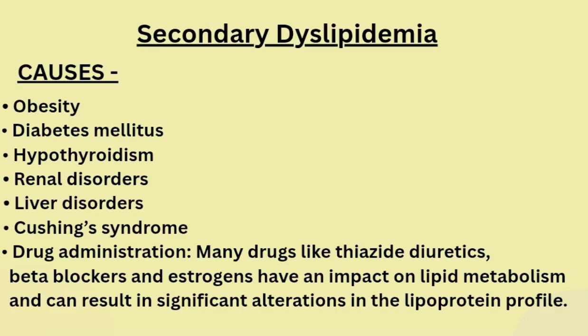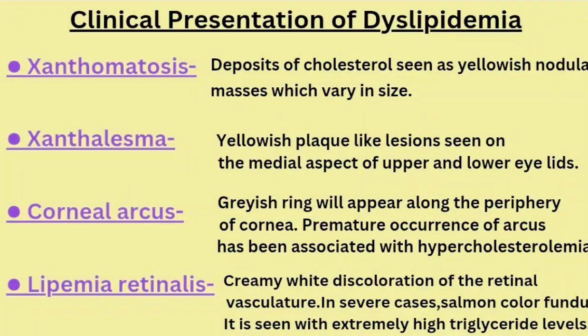in the lipoprotein profile. Clinical presentations of dyslipidemia are xanthomatosis, xanthelasma, corneal arcus, and lipemia retinalis. Xanthomatosis is deposits of cholesterol seen as yellowish nodular masses which vary in size. Xanthelasma is yellowish plaque lesion seen on the medial aspect of upper and lower eyelids. Corneal arcus. Grayish ring appear along the periphery of cornea.